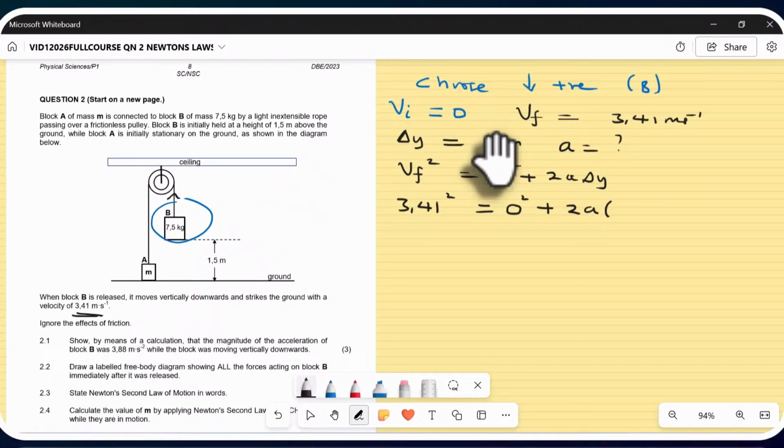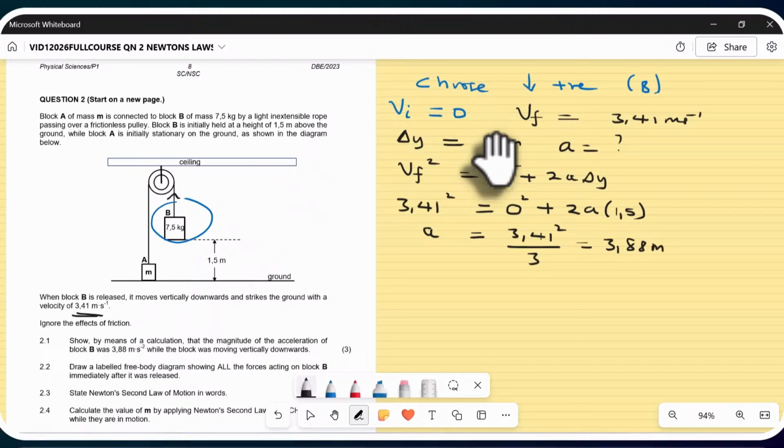From here, my acceleration will be given by 3.41 squared divided by 3, which gives us 3.88 meters per second squared when you round off from a calculator. That's our first question, which is 2.1.